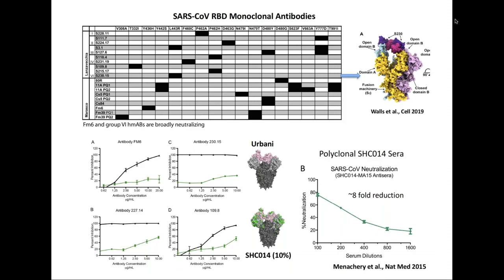We worked extensively early on with Antonio Lanzavecchia, Wayne Marasco, and George Georgiou, who made a variety of monoclonal antibodies to the SARS receptor binding domain. Among those, about 35 antibodies, of which a subset are shown here, 4 actually had high potency to all these SARS-like strains, through the civet strains, as well as WIV1 and WIV16, which were bat strains. And these are the antibodies 109.8, 215.17, 230.15, and 227.